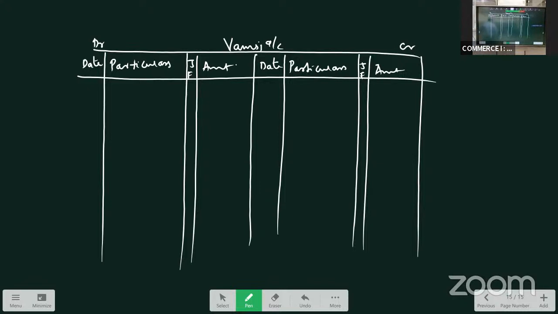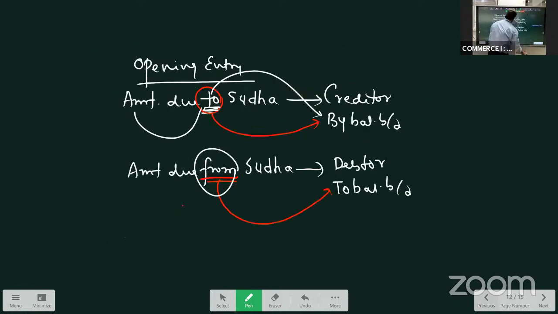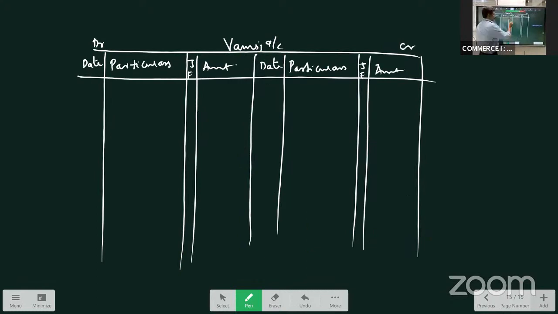So, balance due to Vamshi. Again, to, from, आ गया ये फिर से. Amount due to रहे तो हम कहाँ लिखेंगे? हम लोग credit side लिखेंगे as by balance brought down. So I'll take it on the credit side as by balance brought down. How much? What is the amount? Amount is 4,400. What is the date? Date is August 1, 2018.